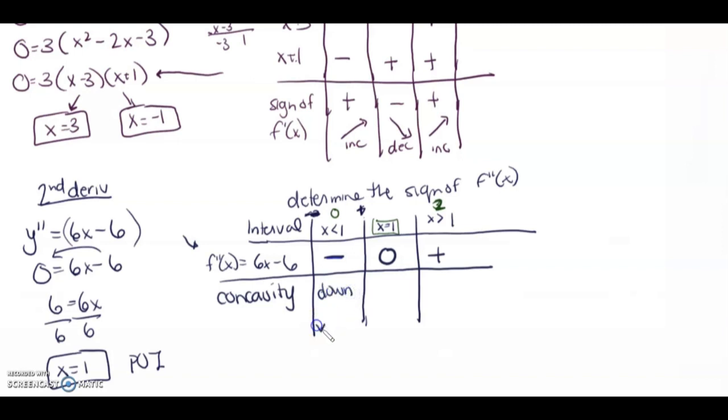Okay, so the concavity for x less than 1, it's concave down, which is going to look like this. At 1, there's no concavity. This is a point of inflection, right? So it could be like this. It could be like this here. Okay, and then for x is greater than 1, we have concave up. So now, finally, let's do the second derivative test.